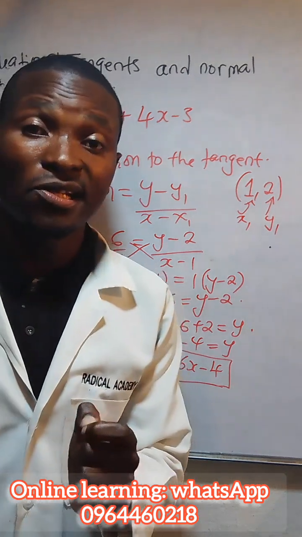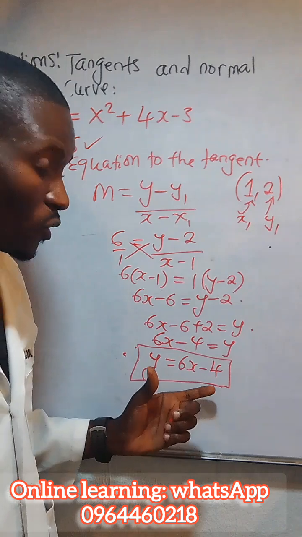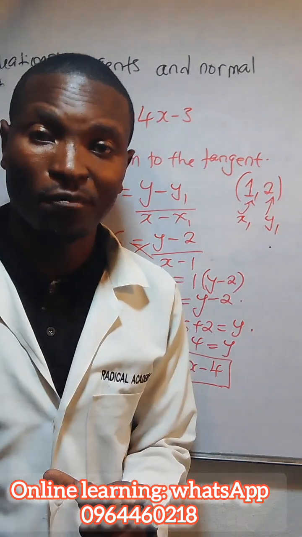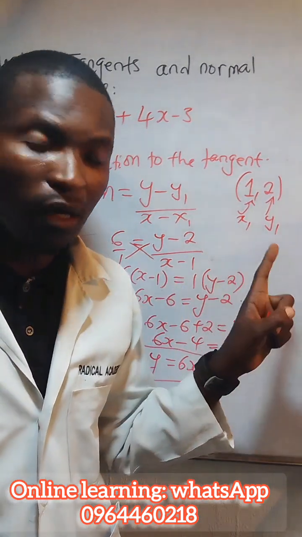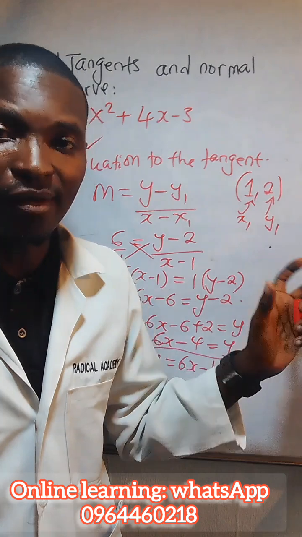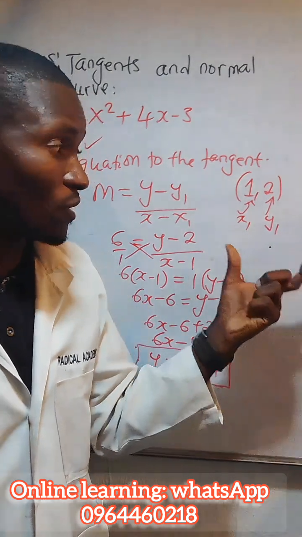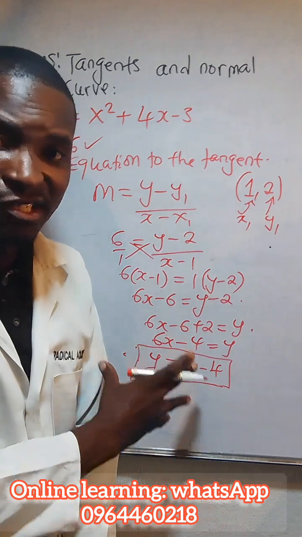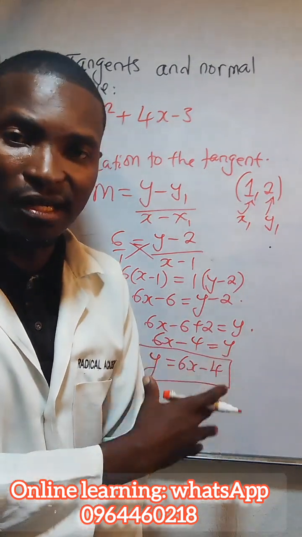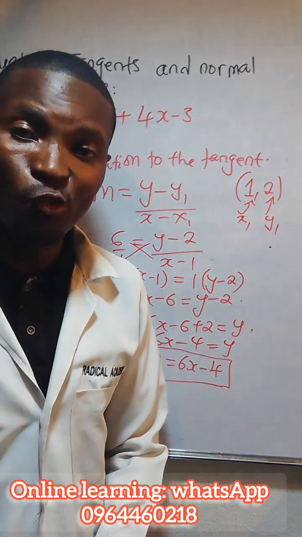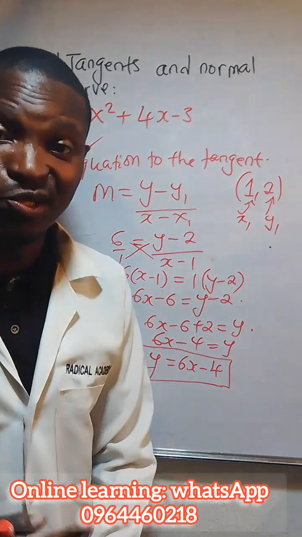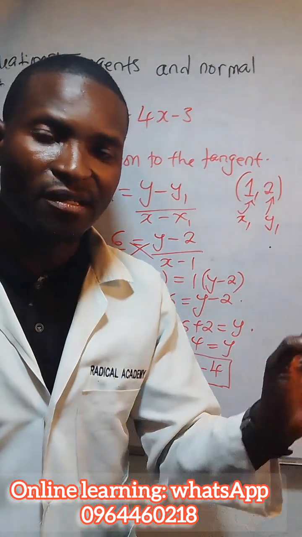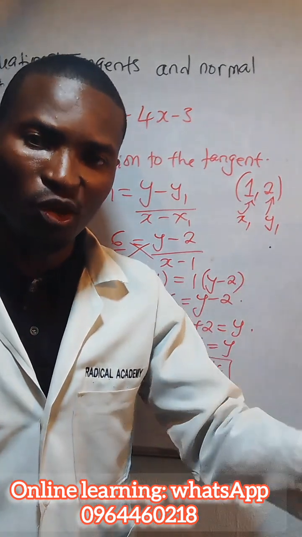Now, this is what you need to understand. The equation of the tangent at that point, x equals 1, or just the coordinate point (1, 2), is y equals 6x minus 4. Now, we can also find the equation of the normal.